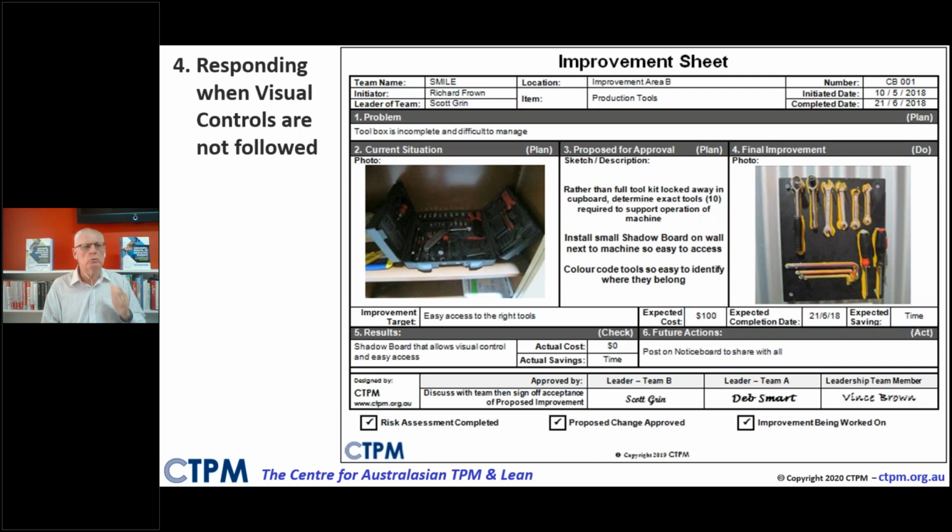Now, what happens if visual controls aren't being followed? Well, we talked about the improvement sheet being a tool to get agreement between shifts. Here's another example of an improvement sheet where they have gone and instead of having a box of tools in a cupboard, they've made it very visual. So they've identified exactly what tools they need for that work area, and they've put them on a simple shadow board. Doesn't have to be fancy and expensive. It was a pretty cheap solution, but it worked.